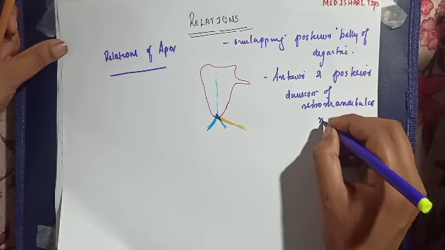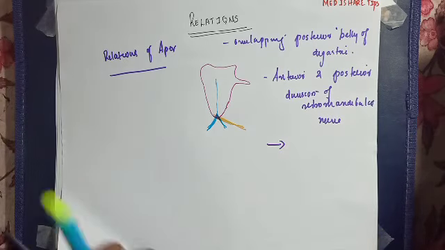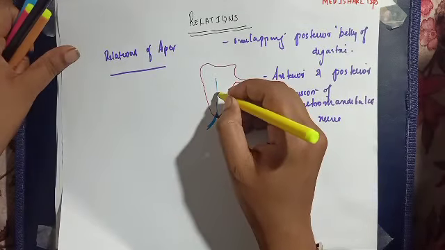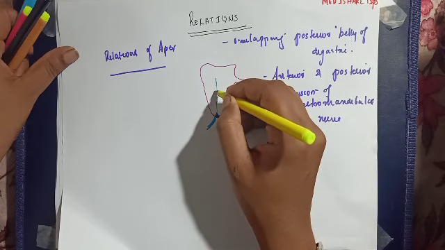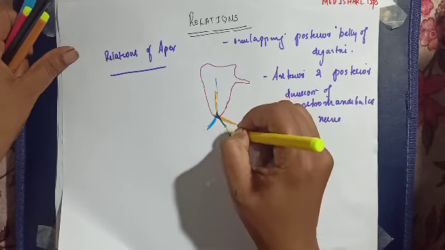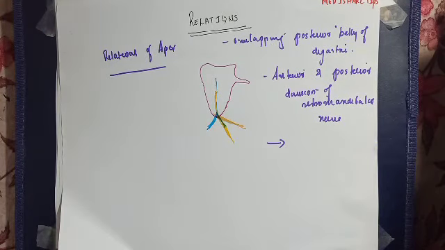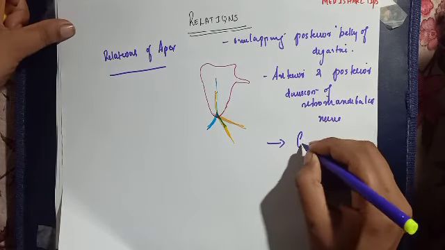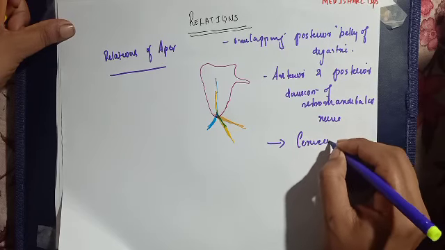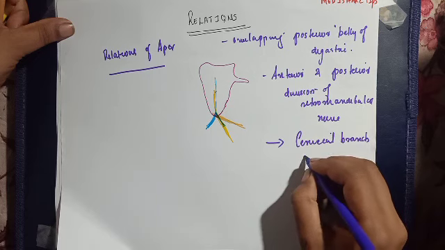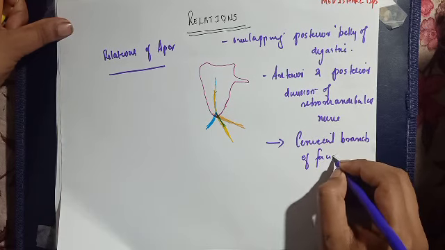And you have one important nerve here which is related, that is the cervical branch of the facial nerve, which is located near the apex. So these are the two important structures which are related to the apex of the parotid gland. Okay.